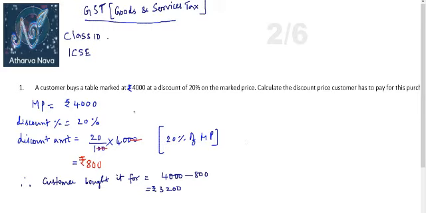The very first question says a customer buys a table marked with 4,000, discount 20% on marked price, calculate the discount price customer has to pay. Please don't be confused by the words discount price customer has to pay. Even though it is discounted, how much is the customer going to pay for this table? That's what is expected, not only the discount amount. So the customer bought it for 4,000 minus the discount amount, which is 800. So overall he paid 3,200 for this table. Okay, thank you.